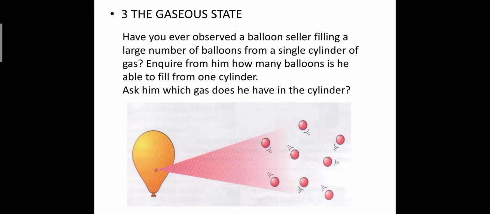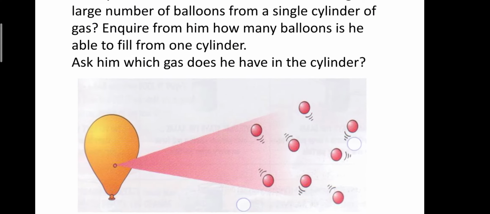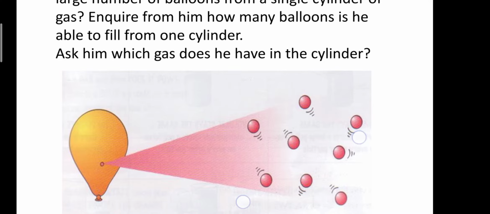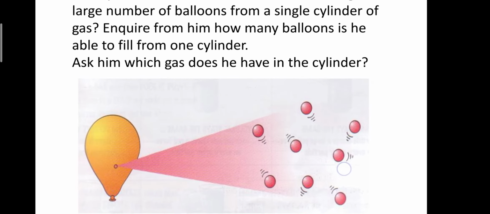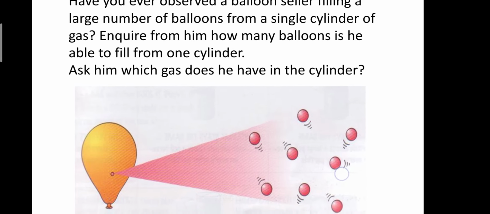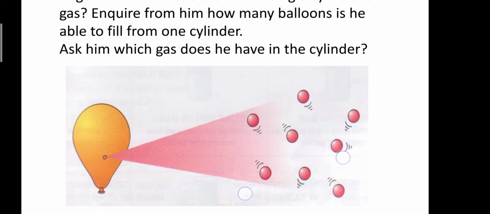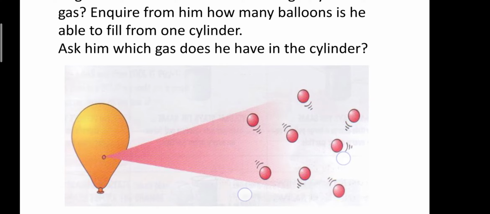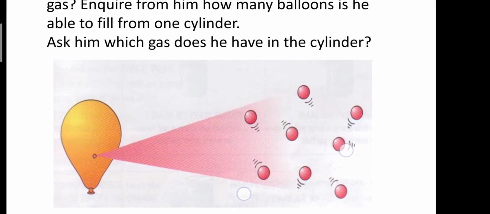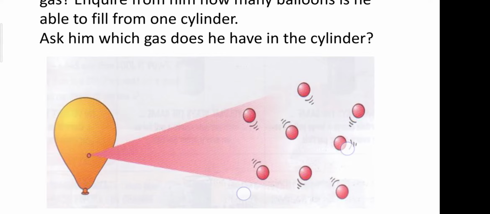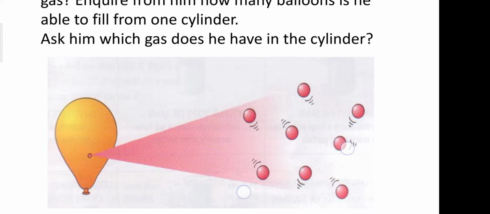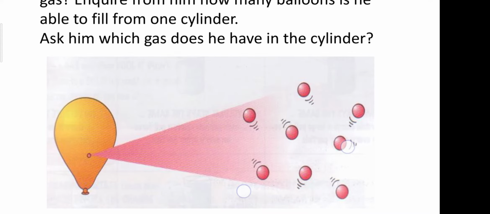Next, coming to the gaseous state. To understand the gaseous state, we can take the best example of balloons. We have observed that a balloon seller has a large number of balloons and he blows them from a single cylinder of gas. Now the question arises: how many balloons is he able to fill from that one single cylinder? Have you ever noticed that, or have you ever asked which type of gas is filled in the cylinder?